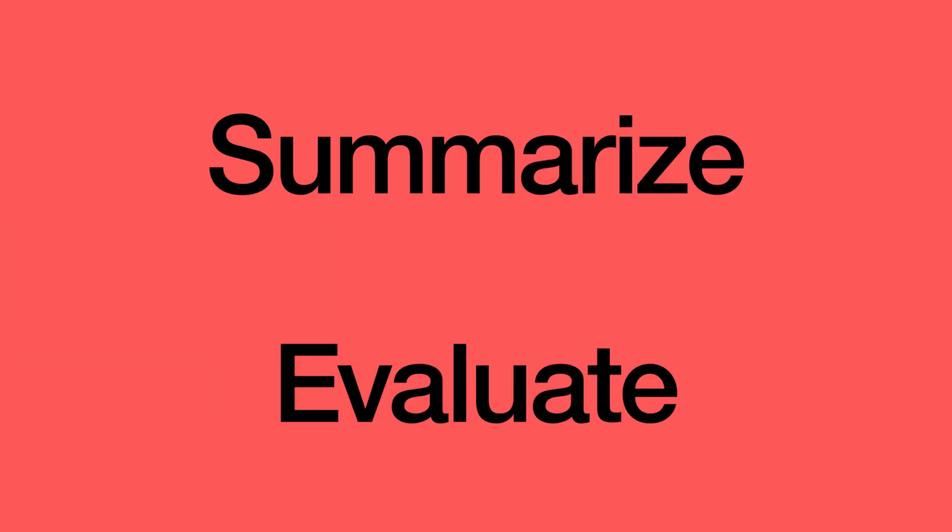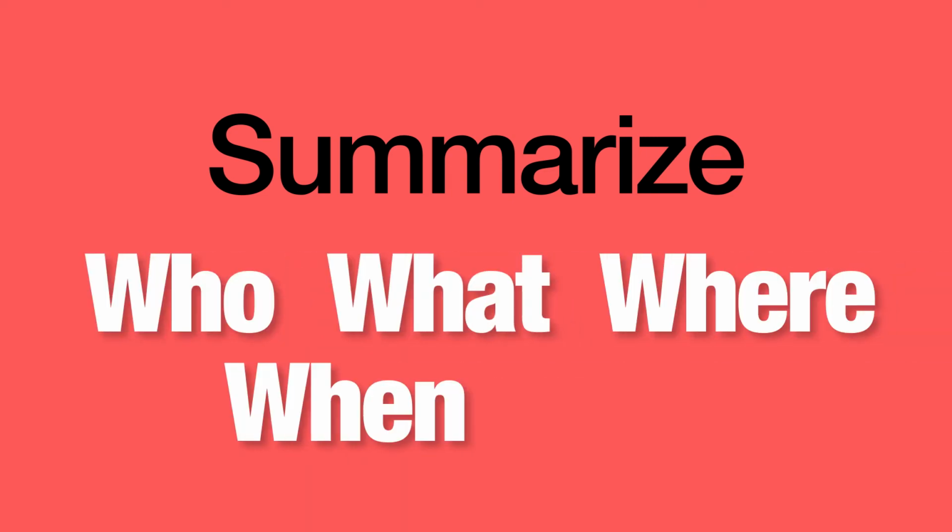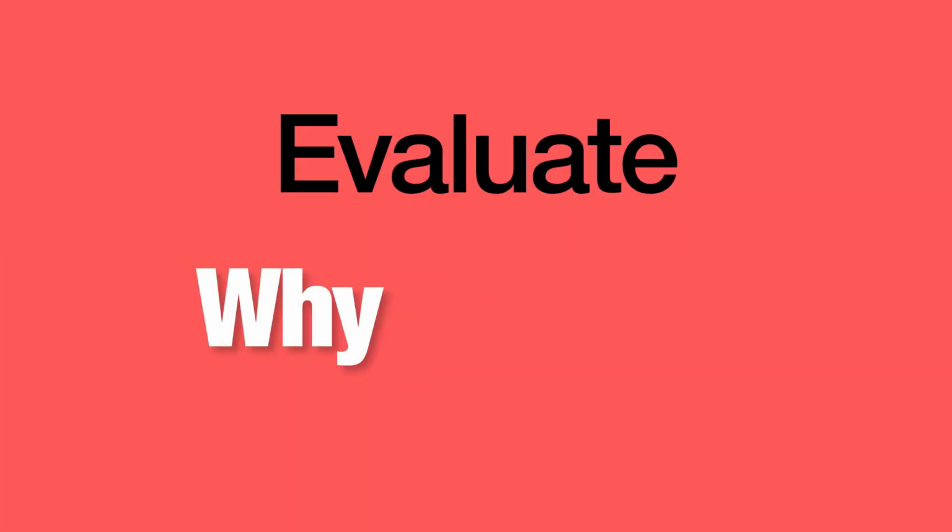Like pre-reading, this step is often skipped. It is important to summarize and evaluate what you've read. When you summarize, you are writing down what the article was about. You're reporting the details. You're answering the who, what, where, when, and how. When you evaluate, you're answering the why and the how. This is key to showing you understand the article.